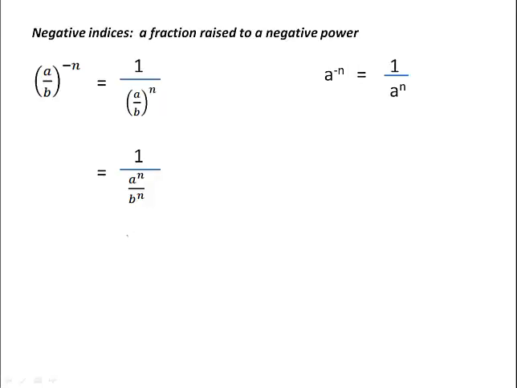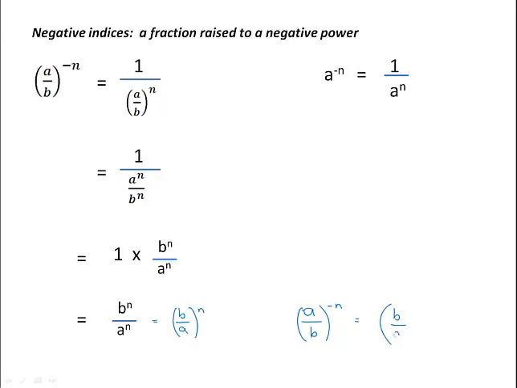And using our fraction skills, when dividing by a fraction, we invert the second fraction and we change the divide to a multiply. So in fact this becomes 1 times b to the n over a to the n, which is the same as b to the n over a to the n. And this would be the same as b over a, all to the power n. So in general, if we have any fraction raised to a negative power, we can invert the fraction and make the power positive.